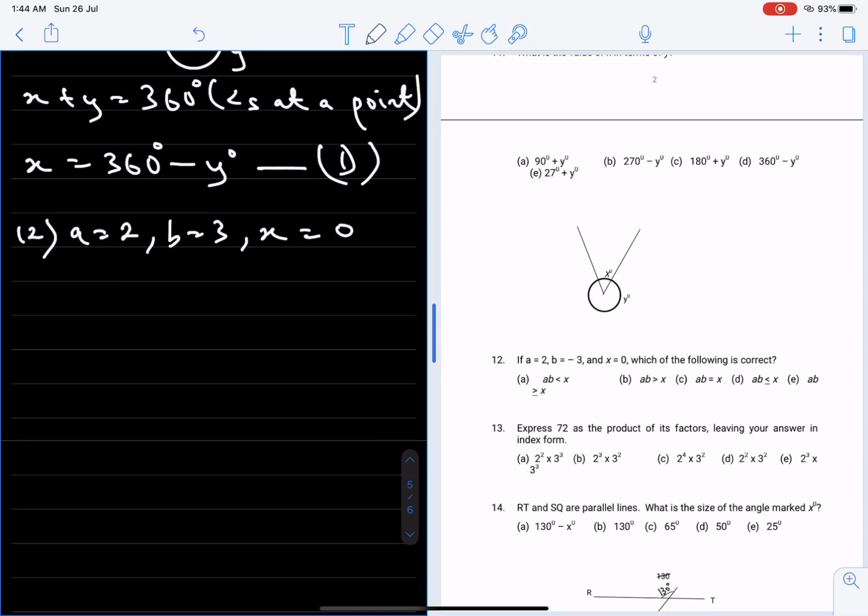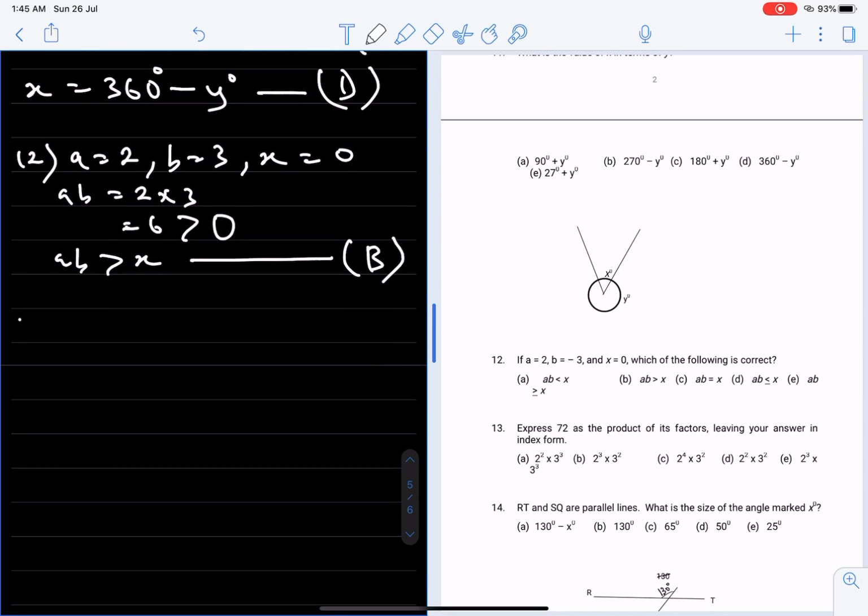Let's check the next. AB is greater than X. Of course, AB is 6 and it is greater than 0, which means AB is greater than X. That's correct. B is correct. AB is equal to X. No. 6 is not equal to 0. AB is less than or equal to X. No. AB is greater than or equal to X. No. The correct answer is B. AB is greater than X. Now to the next, number 13.